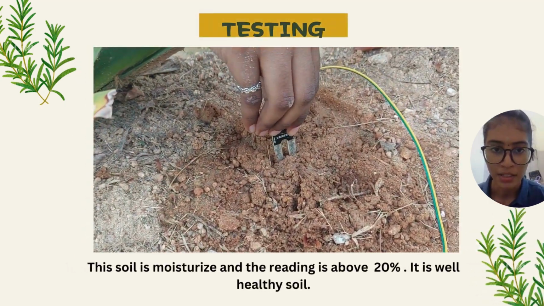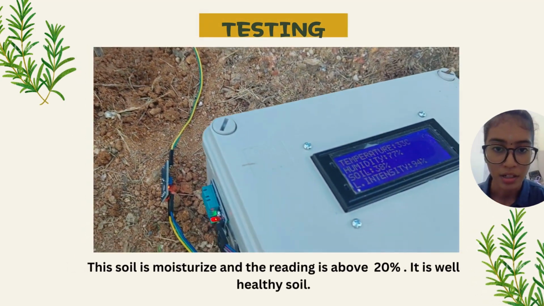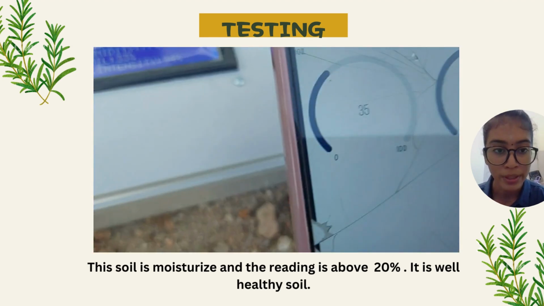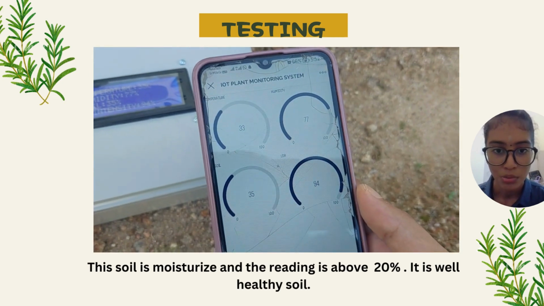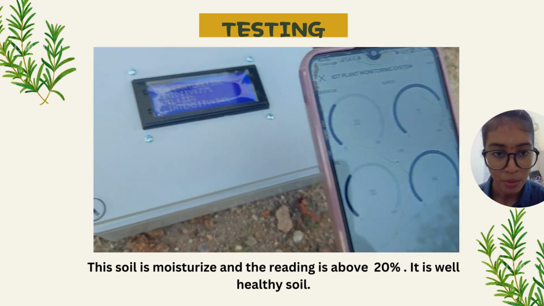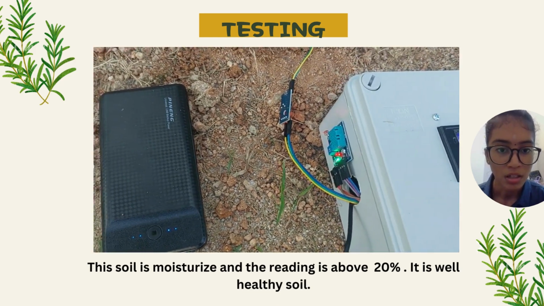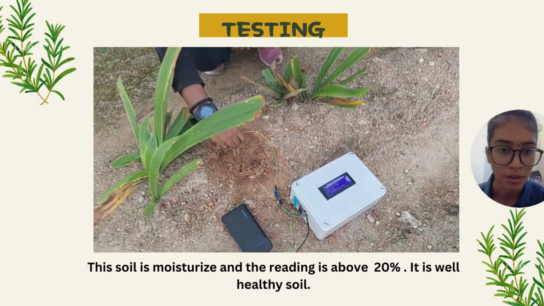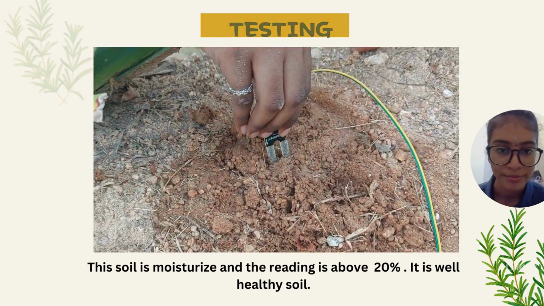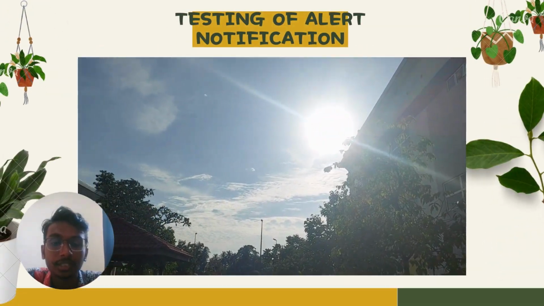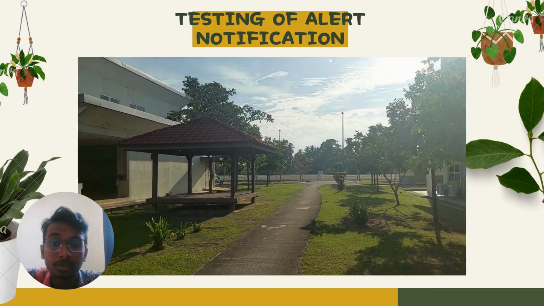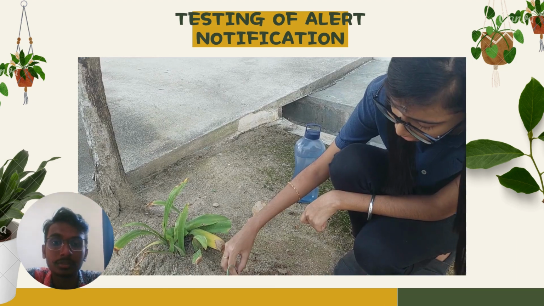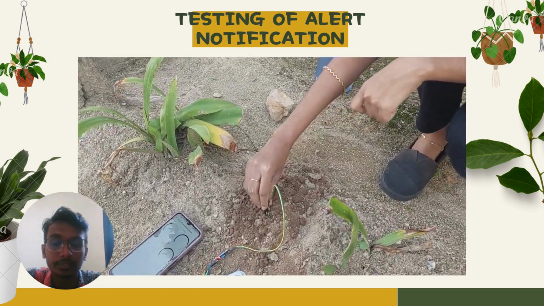And this part is testing of our soil moisture level. In this part we're testing above 20% soil moisture. We're going to display our system showing the temperature, light intensity, humidity, and then the soil moisture level, which is above 20%. Okay, on a sunny day, we are now testing the soil moisture below 20%. So this is the result that came out.